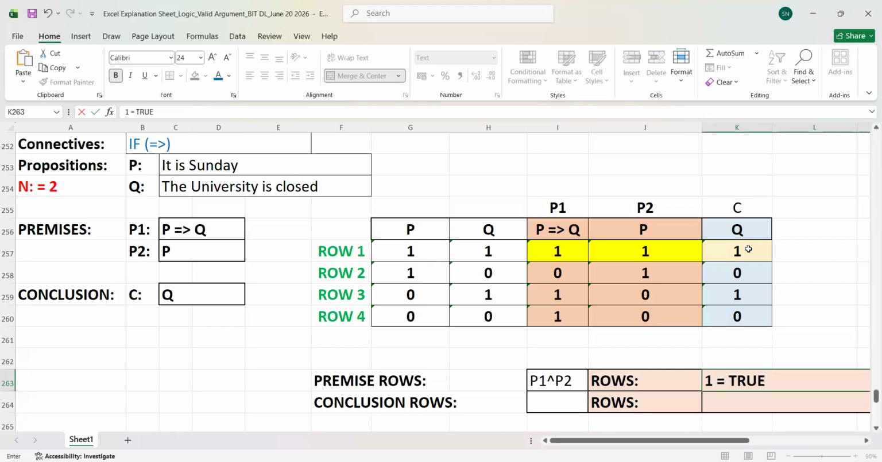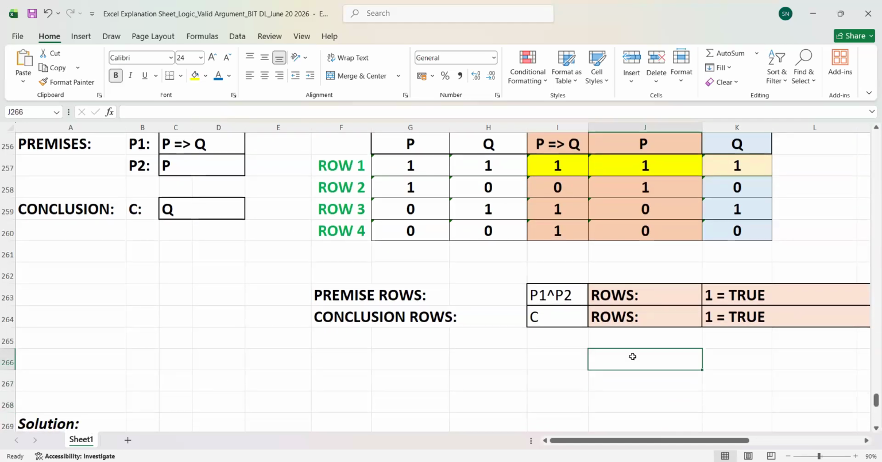Then you come and check the conclusion. Is row 1 for the conclusion true? Again, when you come to the conclusion, row 1 is also true. It means that this statement, we only have one row to check. This statement is valid.